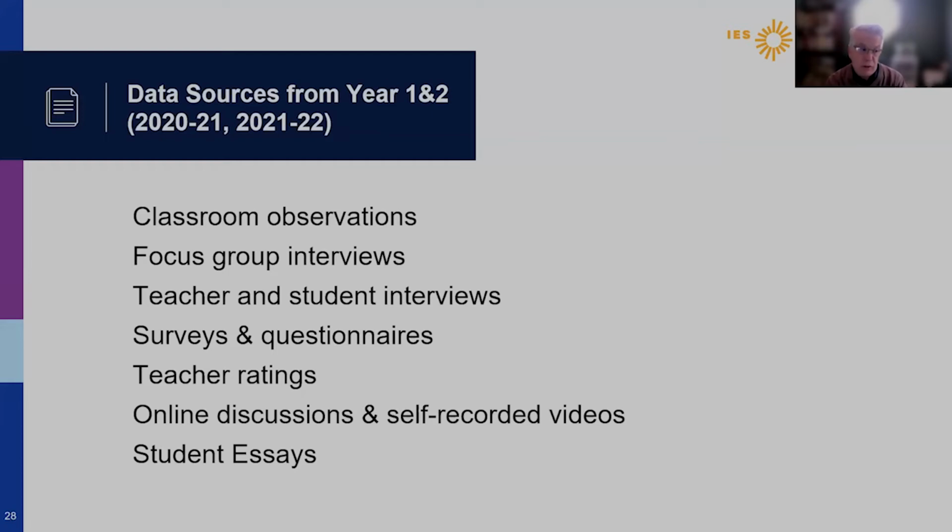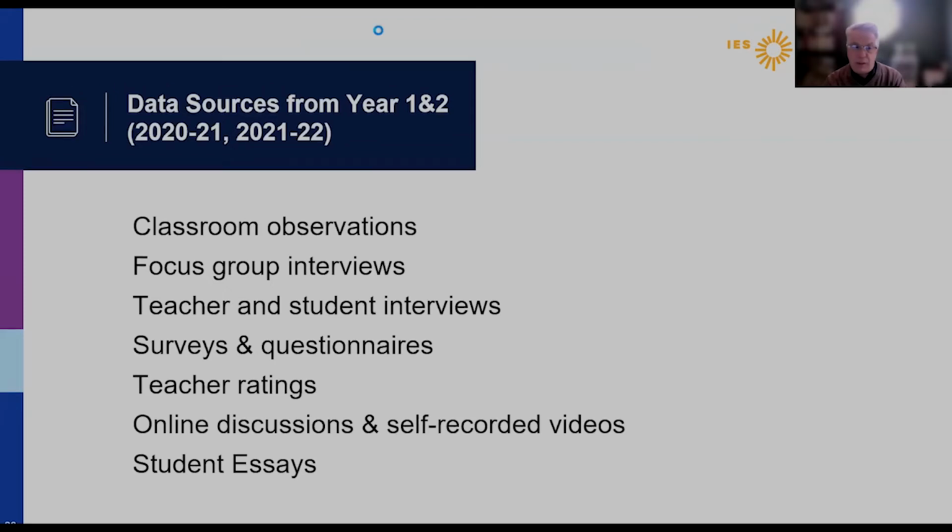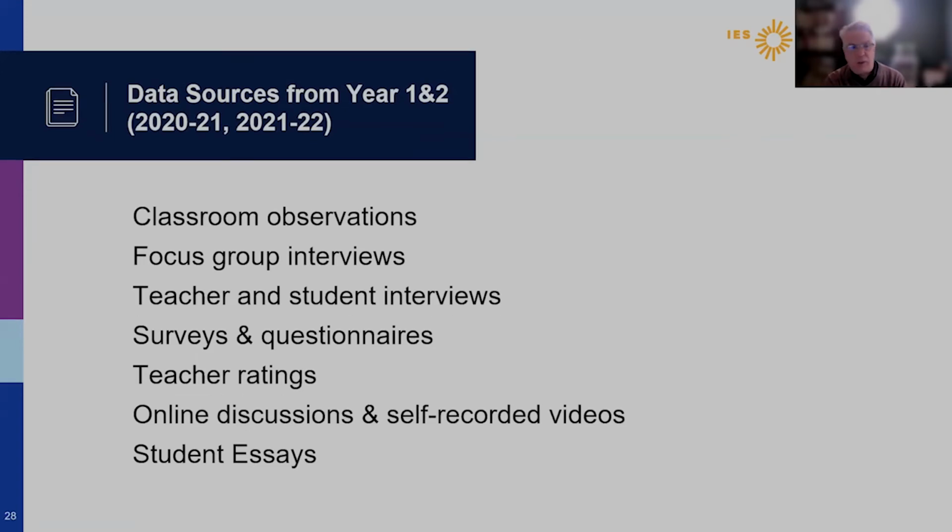So this is from years 1 and 2. We do classroom observations during all the lessons. There are focus group interviews conducted at various time points with the teachers and with some of the students. There are teacher and student interviews at various time points. We do surveys and questionnaires at the beginning, and we have multiple very short questionnaires, particularly to track student engagement throughout the units. We have teacher ratings of the students. The teachers in each classroom provide ratings of each student on a number of indicators.